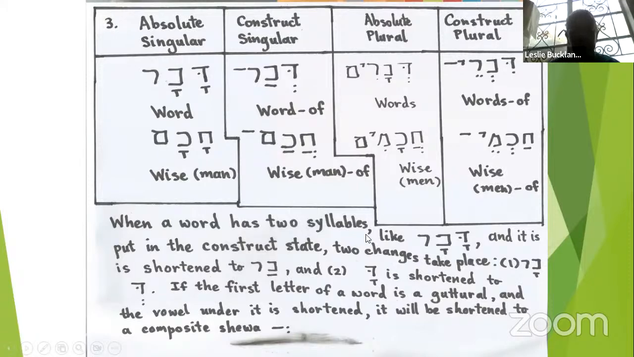So when a word has two syllables like davar, and it is put in the construct state, two changes take place. One, var is shortened to bar with the patach, and da is shortened to de. If the first letter of a word is a guttural, and the vowel under it is shortened, as in the case of chakham, it will be shortened to a composite shiva.